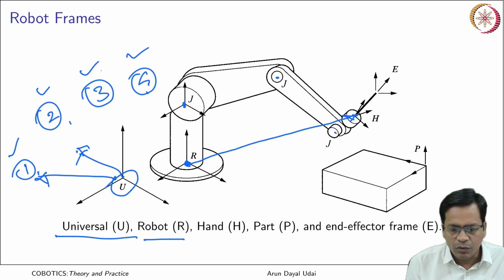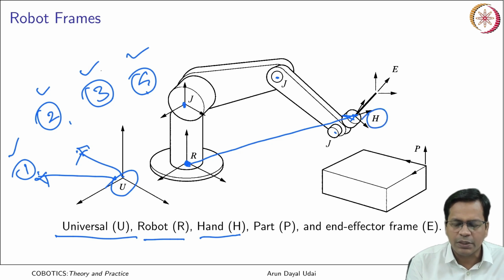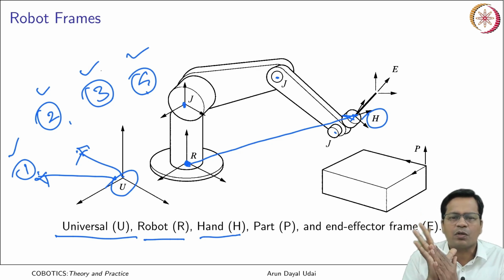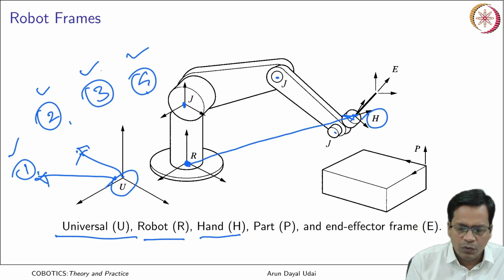And you also have a hand frame. Where is your hand frame? The hand frame comes here, on which you put your tool. So, that is just like the flange of the robot on which you mount your tool. That is also known as a hand frame.